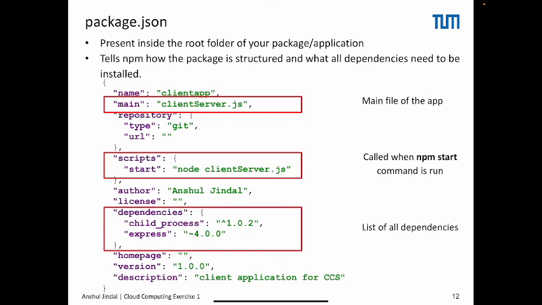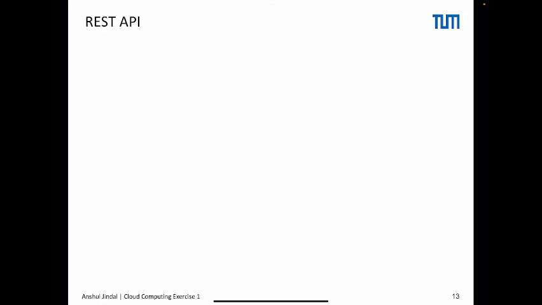Then you can specify the dependencies, which are required as part of this application, like Express over here. And if you do --save, then it will be put over here as part of the dependencies along with the version number. So this is a bit about Node.js and the package.json file.